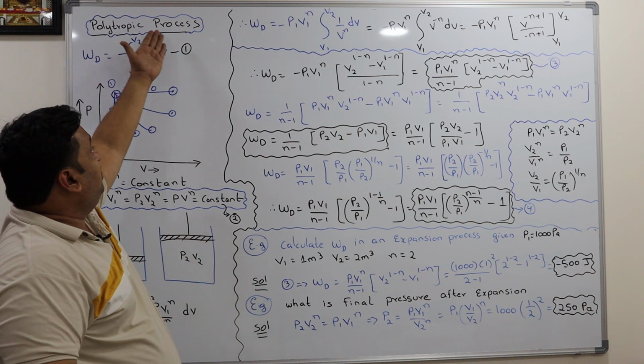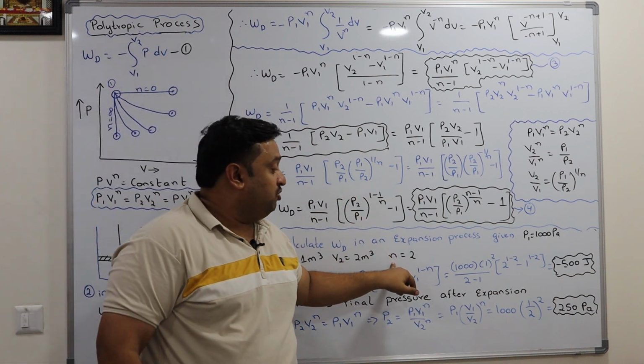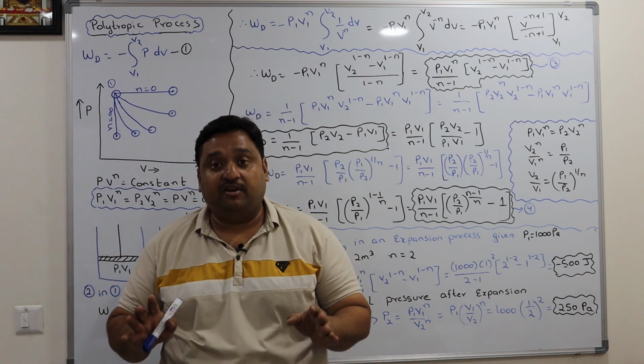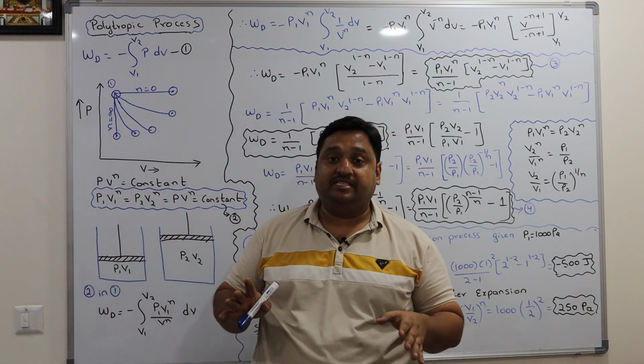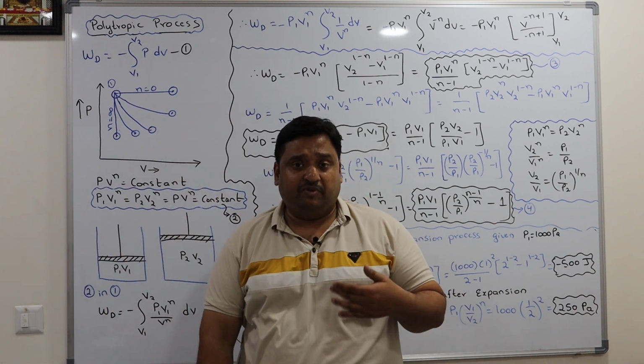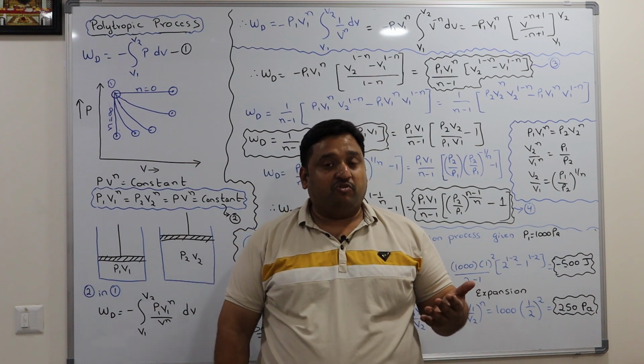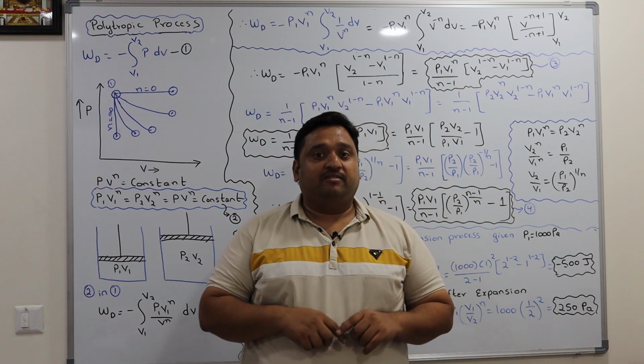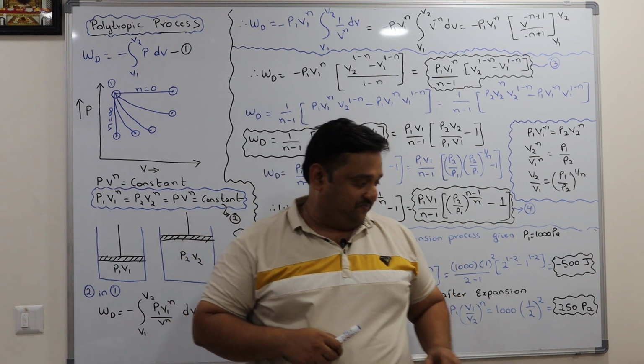This is called a polytropic process, with the polytropic index equal to 2. Okay, I hope now you have learned what a polytropic process is. In the next lecture, I will try to cover the adiabatic process. It is very simple. Okay, thank you very much. See you in the next lecture.